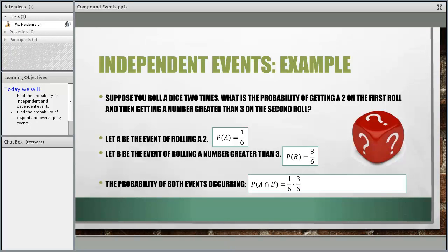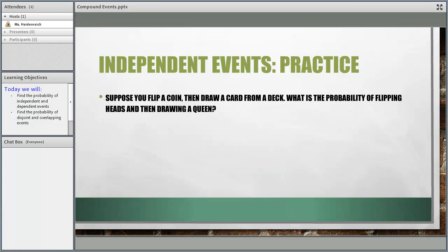You can choose if you'd like to simplify at the end or simplify ahead of time. It's usually easiest to simplify ahead of time with probability so that your numbers don't get too large. So I'm going to do 3 divided by 3, which is 1, and 6 divided by 3, which is 2. And I end up with 1 times 1 over 2 times 6, which is 1 over 12. So the probability of having this scenario of first rolling a 2 and then rolling a number greater than 3 would be 1 over 12, or 1 out of 12.